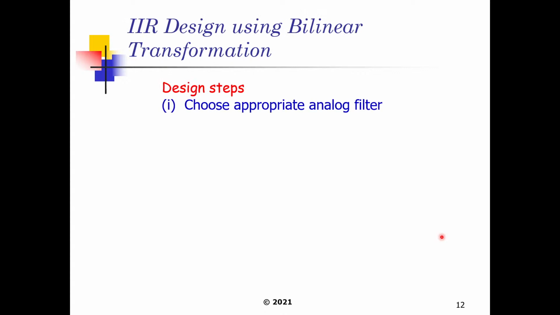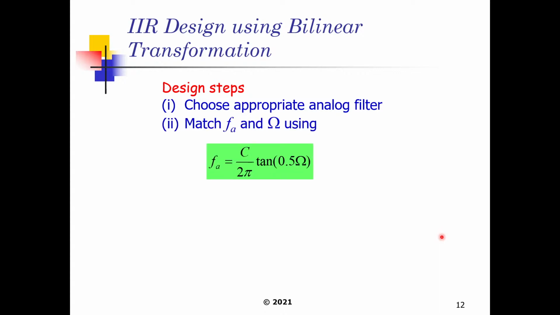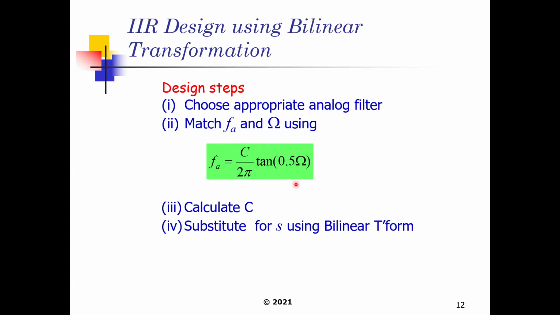So the design steps for transferring the analog filter prototype into its digital filter representation using the bilinear transform are as follows. We need to have the analog filter prototype to begin with. We need to match the analog filter cutoff frequency and the digital filter cutoff frequency using the f_A equation to solve for C. So we calculate C using this equation. Once we have C, we can substitute for S into our H of S equation using the bilinear transform to transform H of S into H of Z.